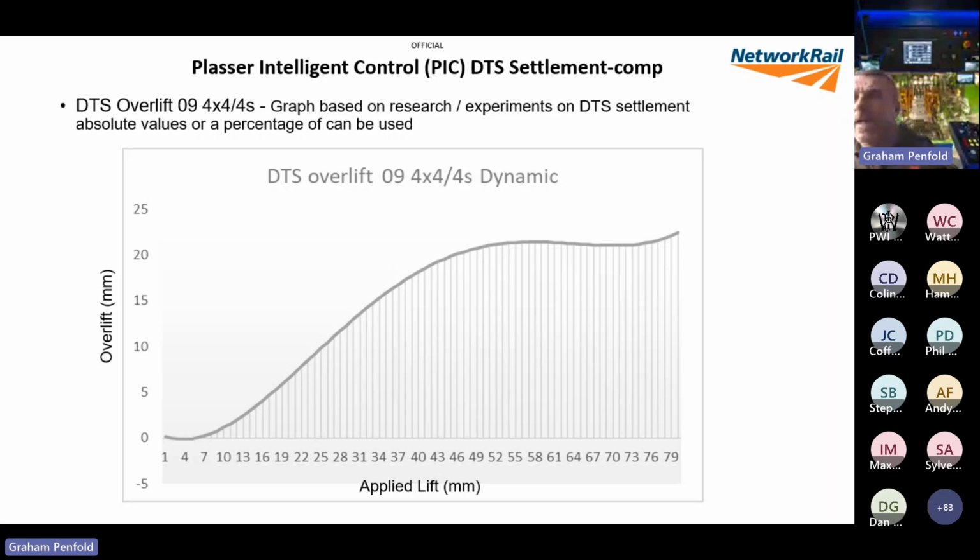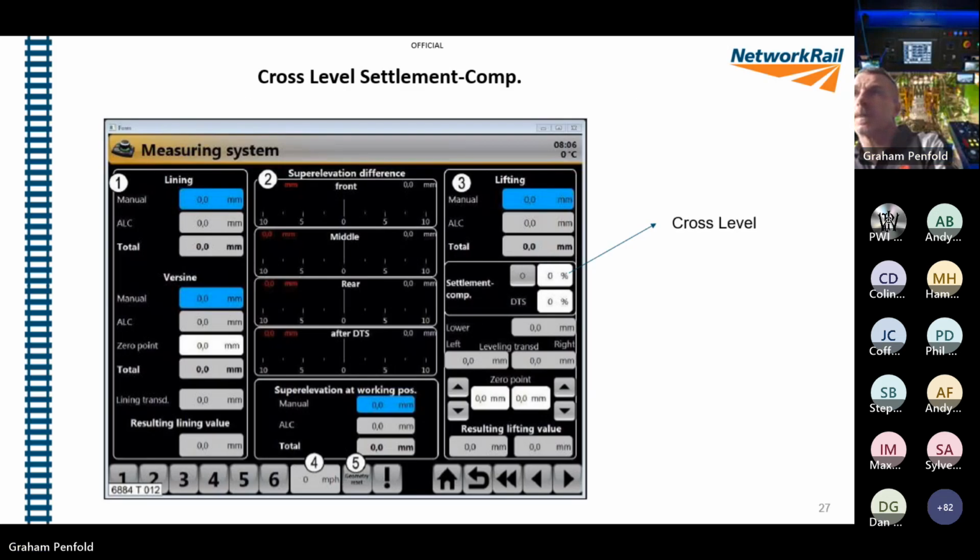Again, I would range between 50, sometimes 25, 50, or 100%, depending on where you are, whether you're under wires, how much you think the track's going to settle. I'll go on to that in a minute. So there's your two overlift graphs. The PIC one, I think, is a far better graph, but then it's a lot newer graph, so it's had much better research done on it.